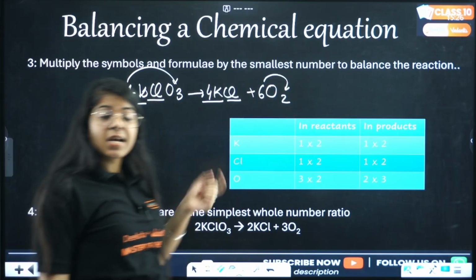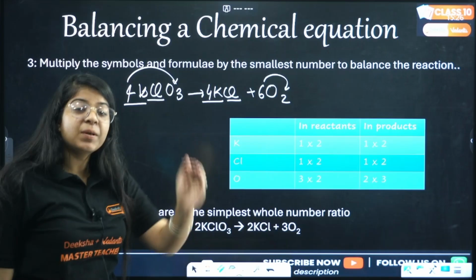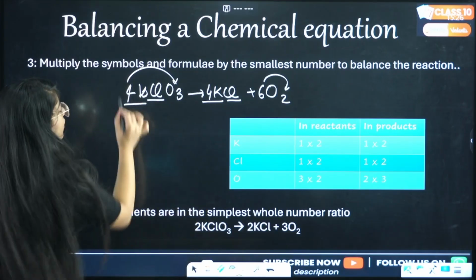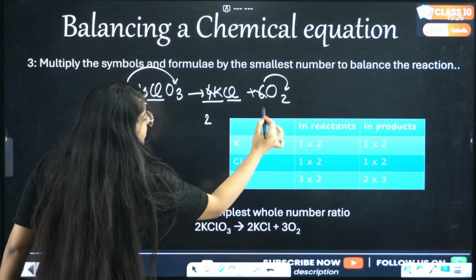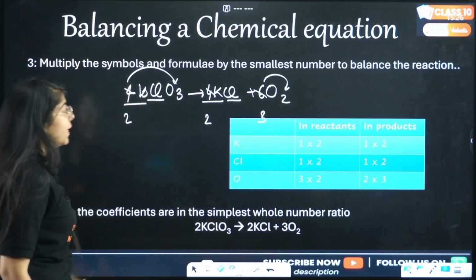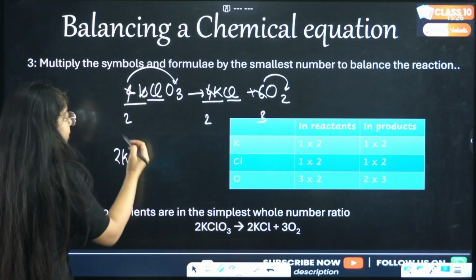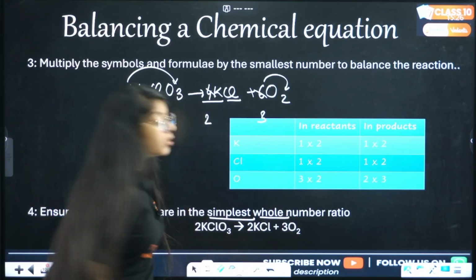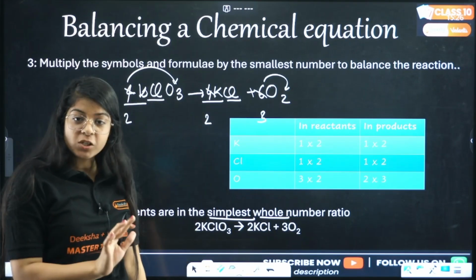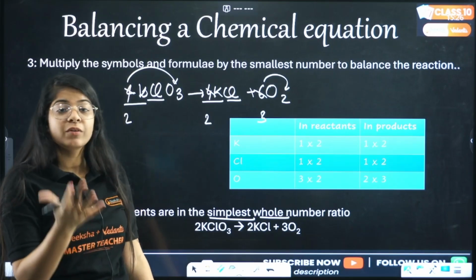Still they are balanced, but they can be divided down, right? You can divide this 2 by 2, this 4 by 2, and this 6 by 2 also. It will become 3. So the actual should be the smallest whole number, the simplest, you can say. 2 is smallest and 2 works, so we will use 2.